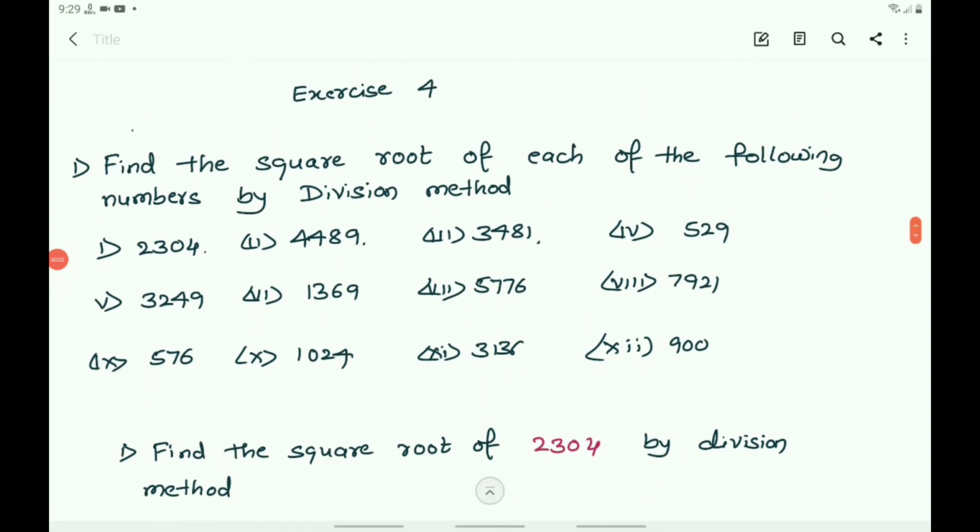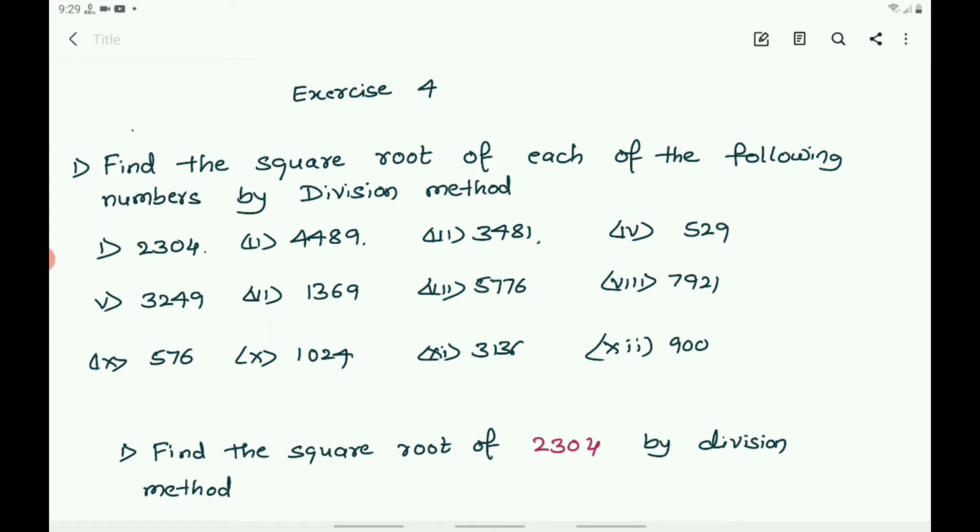Children, let us continue the chapter Squares and Square Roots. Now let us start Exercise 4, in which the first question is, find the square root of each of the following numbers by division method. In this question there are 12 numbers which are perfect squares. We have to find the square root of these numbers by division method.